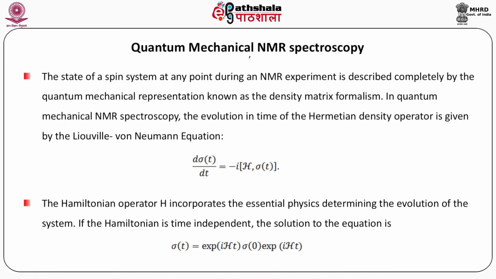In quantum mechanical NMR spectroscopy, the evolution in time of the Hermitian density operator is given by the Liouville von Neumann equation d sigma(t)/dt is equal to minus i [H, sigma(t)]. The Hamiltonian operator H incorporates the essential physics determining the evolution of the system. If the Hamiltonian is time independent, the solution to the equation is sigma(t) is equal to exp(-i H t / h cross) sigma(0) exp(i H t / h cross).